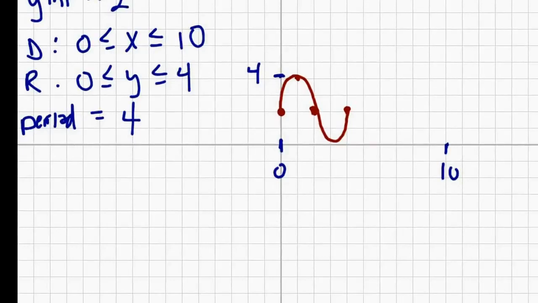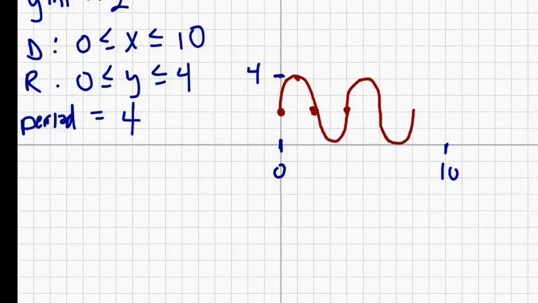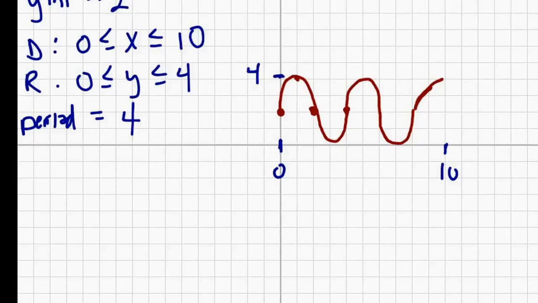It's from 0 to 4 in the range. That's good, but it's got to continue up to 10. So we can just continue that pattern until we get to 10. So there's 2 complete cycles, and then we'd have a half or a little bit more of the next one, and that's it. Actually, I screwed that one up. Let's erase that and start again a bit.